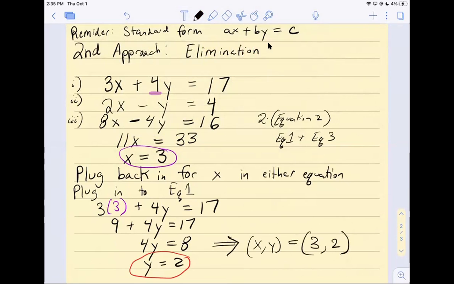Where you put the 2 times equation 2 part, wouldn't it be 4? 2 times equation 2. Oh, hang on. Did I make a mistake here? Where did I? Oh, yes, I see. I got worried there that I multiplied by the wrong thing. Thank you for catching that.